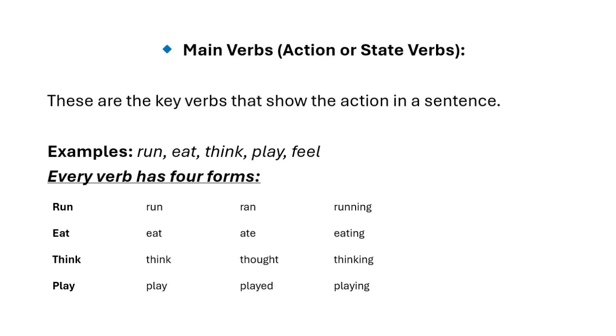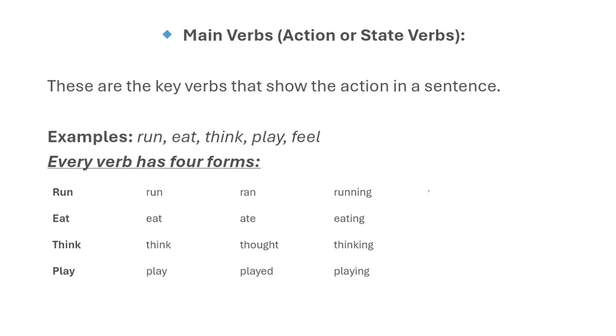See the examples: run, eat, think, play, feel. These all are main verbs. Now, one more thing you need to understand here. Each main verb has four forms in English. For example, the four forms of run are run, run, ran, running. Till now, you should understand what is a main verb and what are the four forms of a main verb. Okay, now let's move ahead.